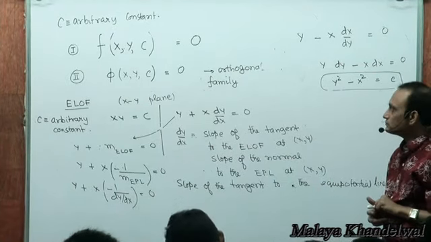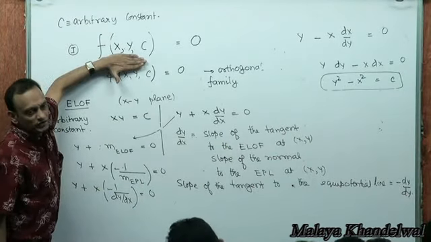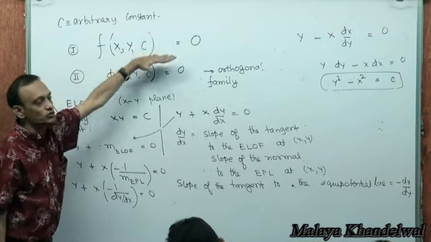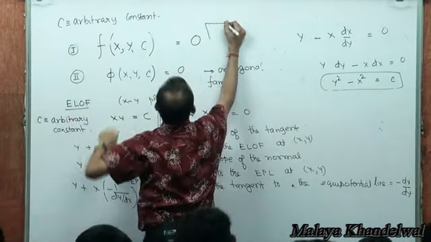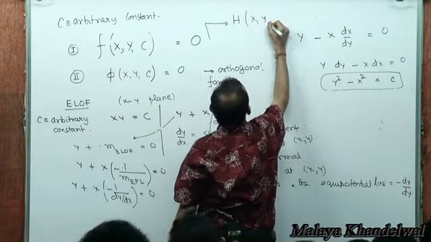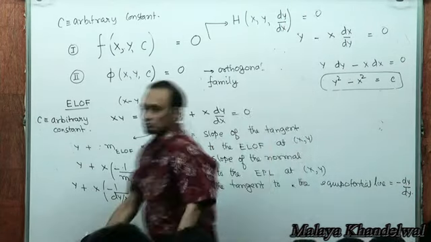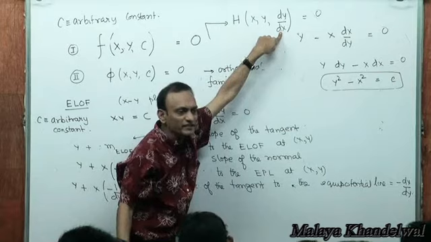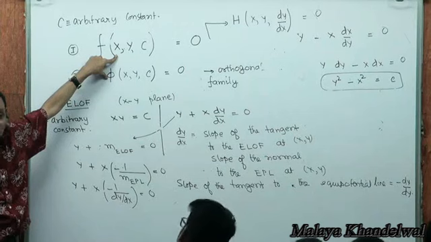Right? So all that you need to do is, given a family of first order curves, f of x, y, c equal to 0, find the differential equation to this family. The differential equation to this family would be some h of x, y, and only the first order derivative will be involved because there is only one arbitrary constant. It will be a function of x, y, and dy/dx equal to 0. Isn't it?